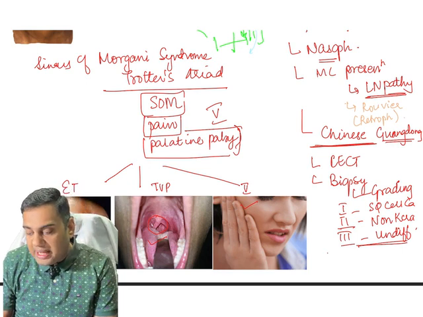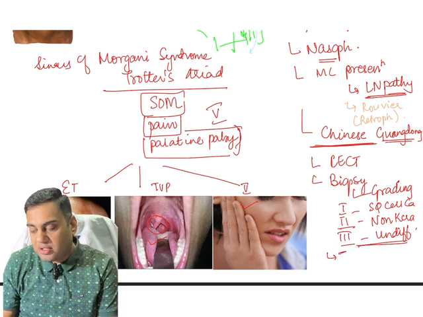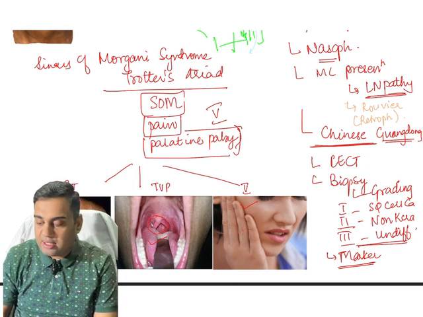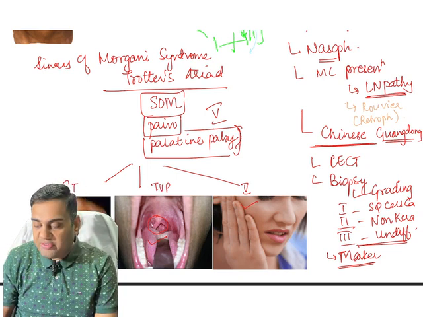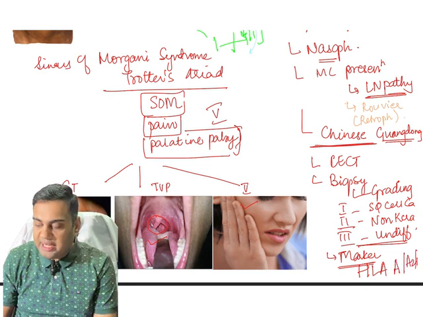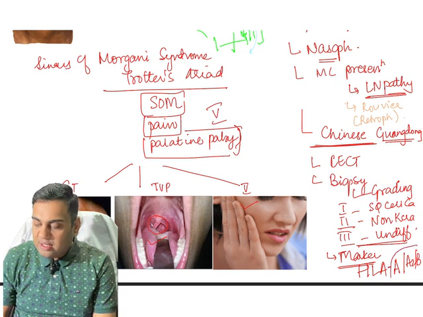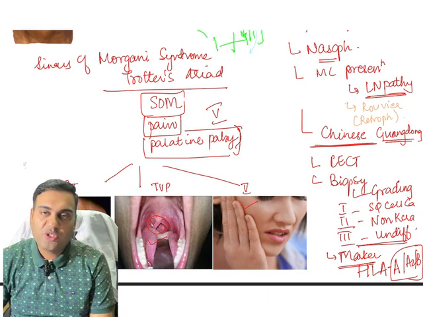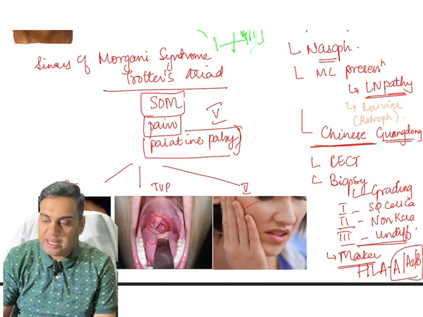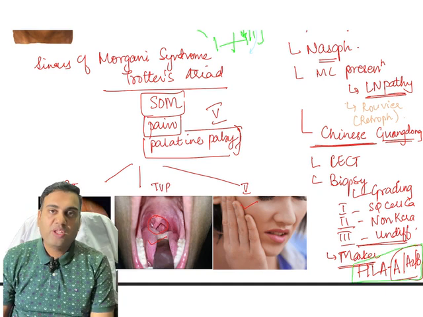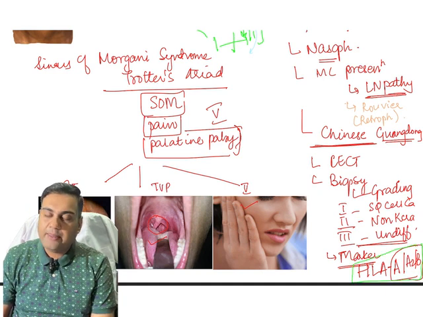You can also tell one about the tumor marker. What is the tumor marker here? Every tumor in the body has got a marker. The tumor marker of nasopharyngeal carcinoma is HLA-A or HLA-A2 or HLA-B. So that is the tumor marker for it. Remember this MCQ question. Tumor marker for nasopharyngeal carcinoma, HLA-A, A2 or B, right?